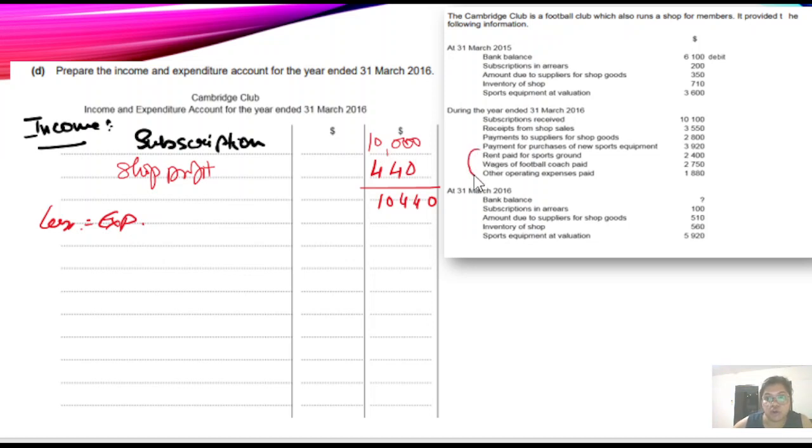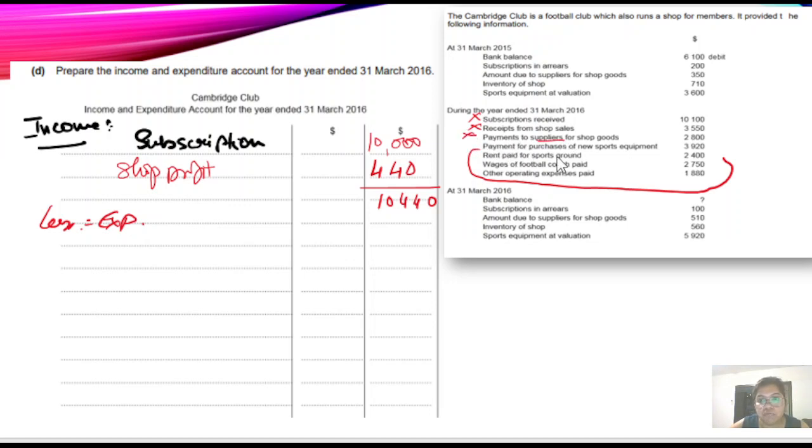In expenditure, whatever things you have which are related to your non-profit organization, you have to record. So look, subscription is your income, not going to record. Receipt is your income, not going to record. Payment to the supplier is related to the shop, so no, I'm not going to record it here.